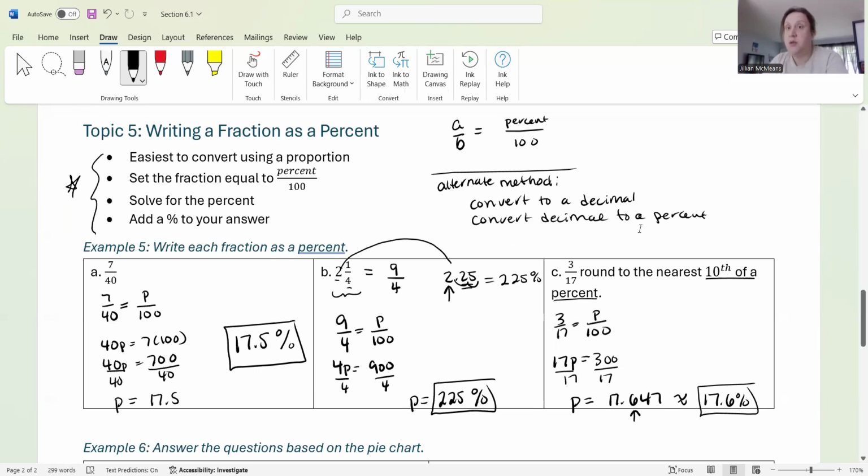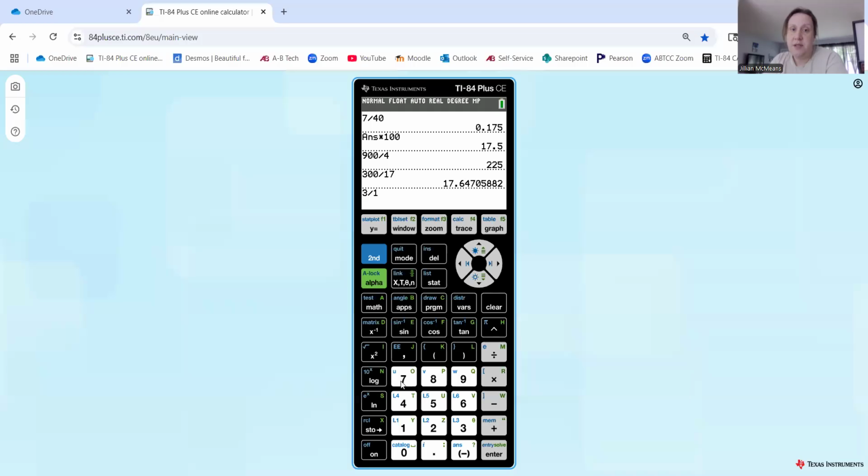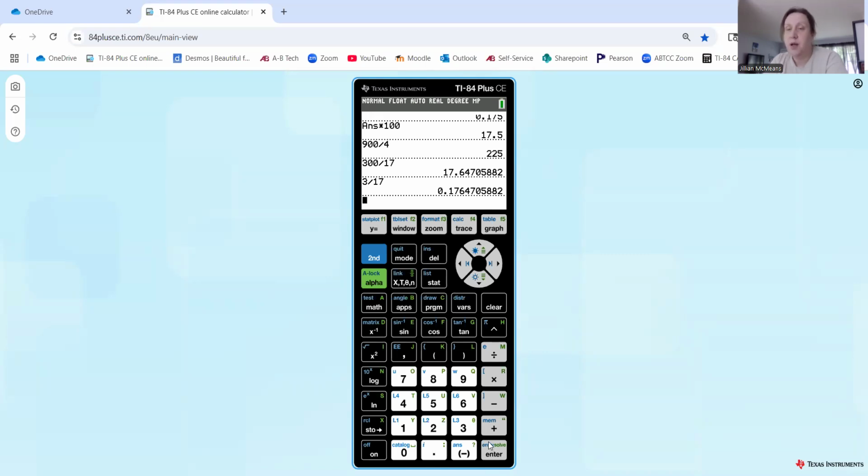Okay. Now let's say you were going to do the alternate method where you just convert your answer to a decimal and then you convert it to a percent. So we would take 3 and divide it by 17. So we get 0.17647, blah, blah, blah. Well, we would have to convert this to percent form first, which means move your decimal to the right twice. So we would multiply by 100, which gives us the 17.647, and then round it.